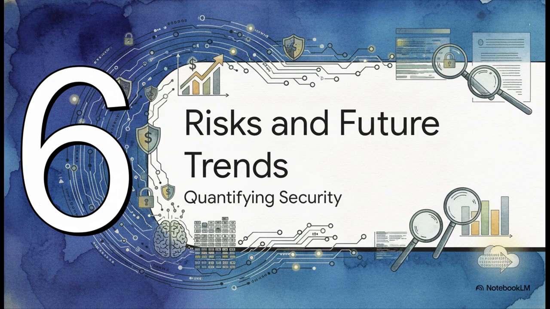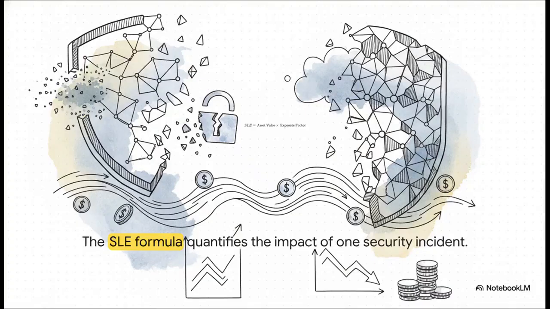All right, Section 6, calculating risks and future trends. Look, zero trust isn't cheap to build, so we have to justify the spend, right? We start with the single loss expectancy formula. By taking the total value of an asset and multiplying it by its exposure factor, security engineers can finally put a concrete and usually terrifying dollar amount on a single data breach. It totally transforms abstract cyber anxiety into hard, actionable financial data.